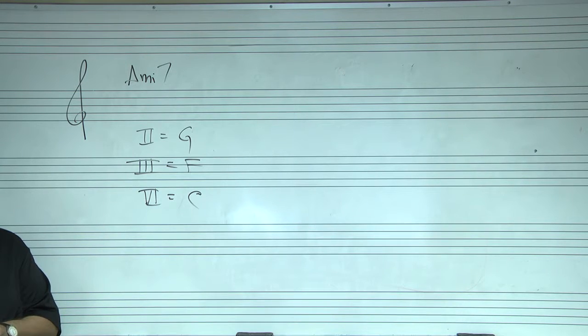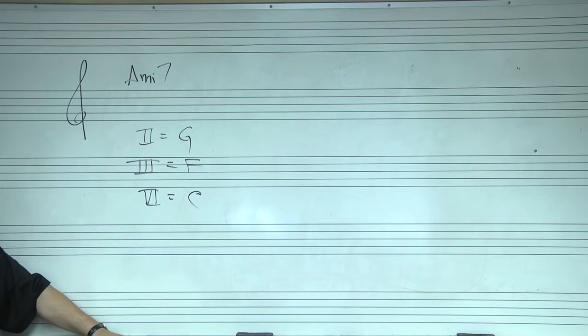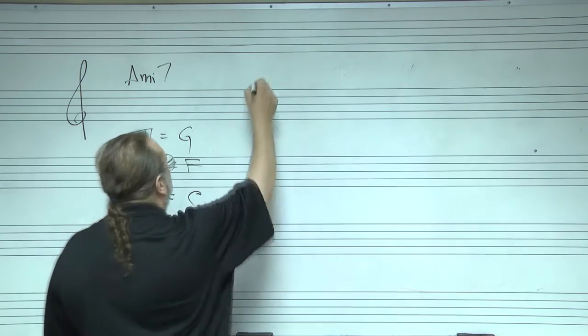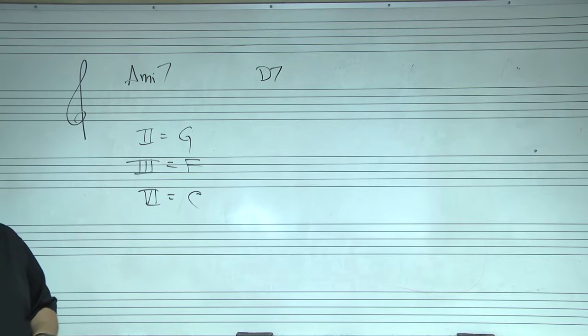Look at the key signature first. E minor. There's your first clue. A minor. All right, what's after the A minor? D7, right? So it's a dominant 7th chord, so it's a what? It's a 5 in G.